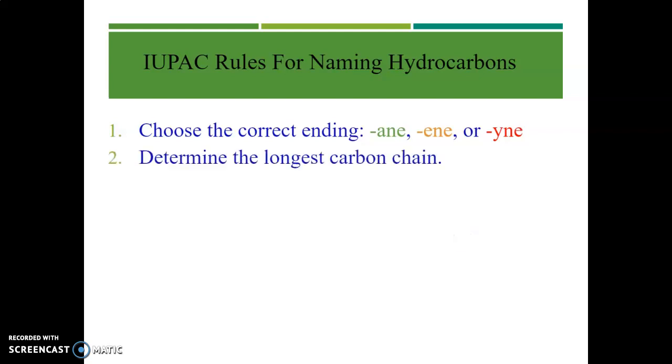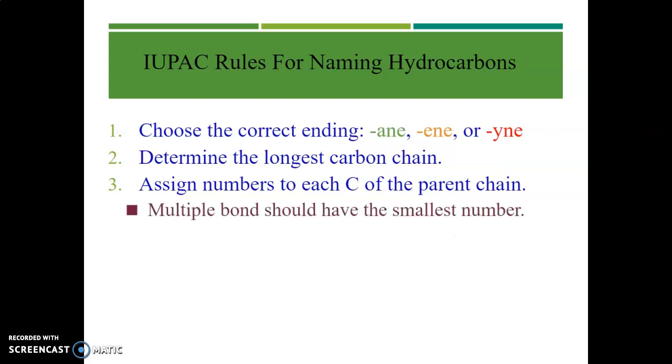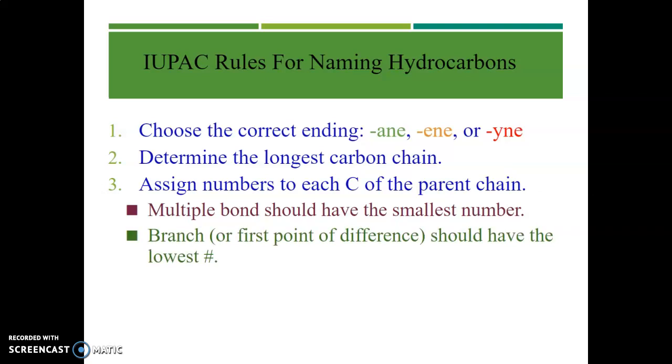All right? You determine the longest carbon chain. You do that by counting those carbons and assigning each carbon a number. When you're assigning the numbers, keep in mind that you want to make sure the double bonds or the triple bonds get the smallest possible number. Okay, if it doesn't, you haven't done it correctly. So you always want to incorporate the multiple bonds at the lowest number possible. You also want to make sure that your branches get the lowest possible number. Any break in the parent chain would have the shortest number.